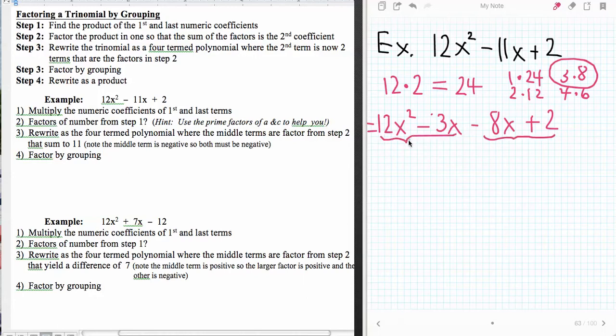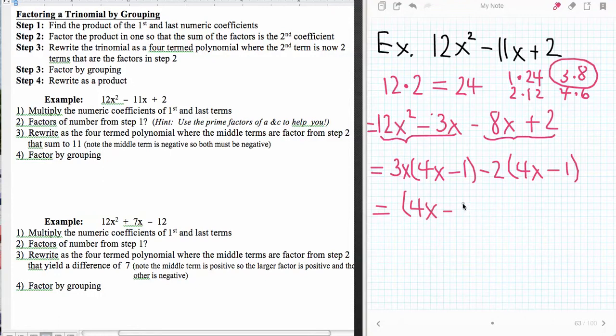So we're going to factor a 3x from these first two terms, which is going to leave me a 4x minus 1. And then from the next two terms, keeping in mind that I have a negative, I'm going to factor out a negative 2, which is going to leave me with a positive 4x, and then minus 1. And then we're going to factor out the GCF from those two terms, which is 4x minus 1. That's my GCF, so I write it down.